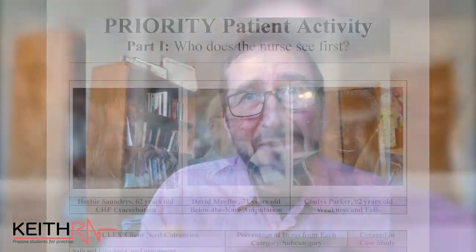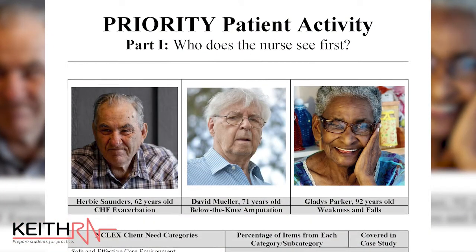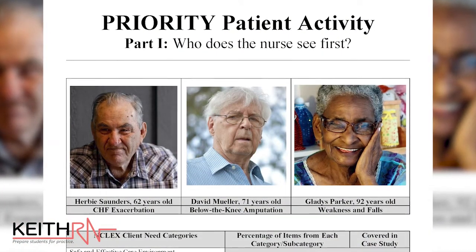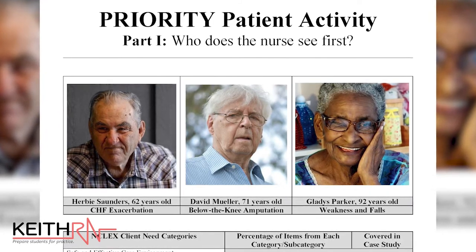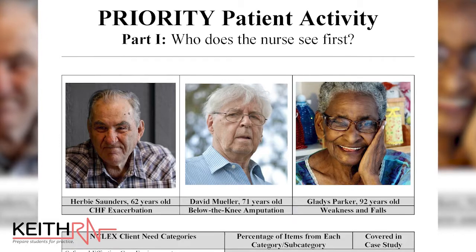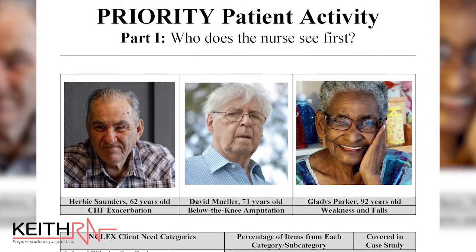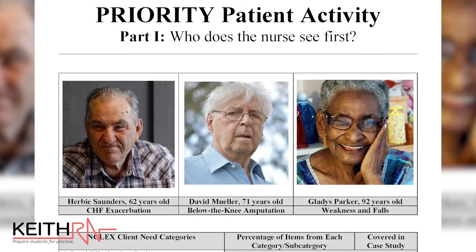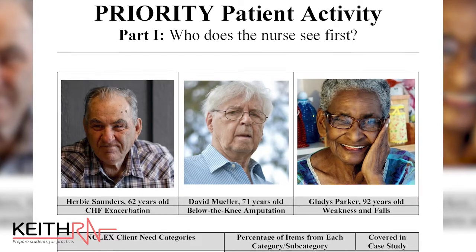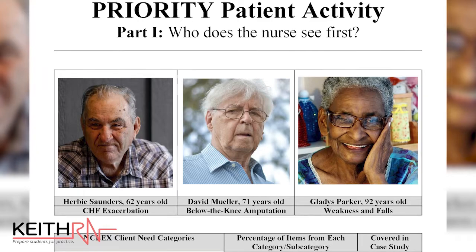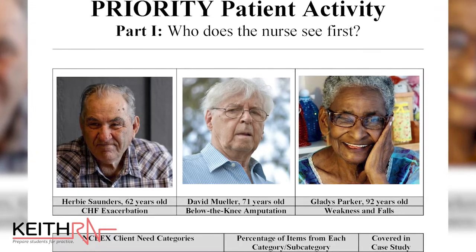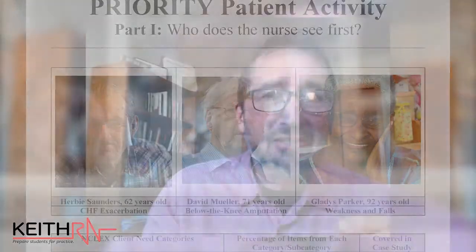Now, there are 3 acute patients in this priority setting activity in the medical setting at a metropolitan hospital. Patient number 1 is Herbie Sanders. He's 62 years old with heart failure exacerbation. Patient number 2, a 71-year-old male with a recent below-the-knee amputation. And patient number 3, Gladys Parker, a 92-year-old woman with weakness and falls.